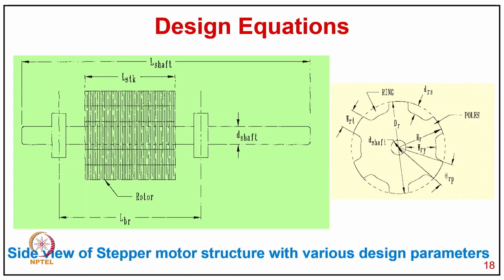Apart from that, in the cross-sectional view, we have the complete diameter of the rotor, DR, then the pole dimensions and the shaft dimension, D shaft, and then the radius at the maximum pole arc as well as the minimum pole arc.